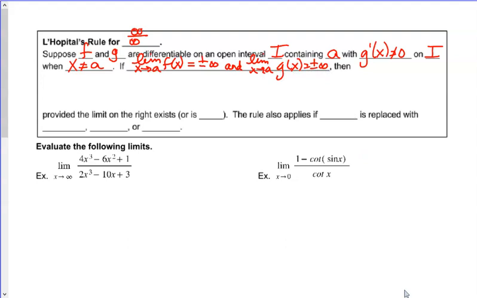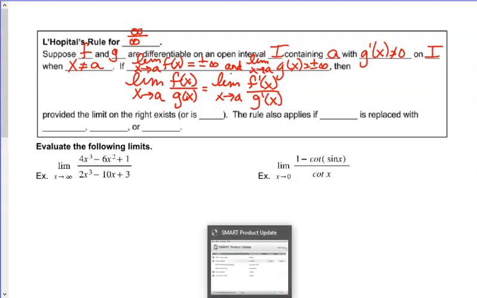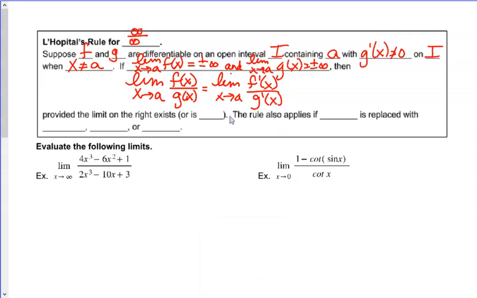If those two things go to infinity over infinity or a negative infinity over positive infinity, then the limit of a rational function f of x over g of x as x goes to a is equal to the limit as x goes to a of f prime of x over g prime of x. Again, taking the derivative of those functions simply as one on top and one on bottom.